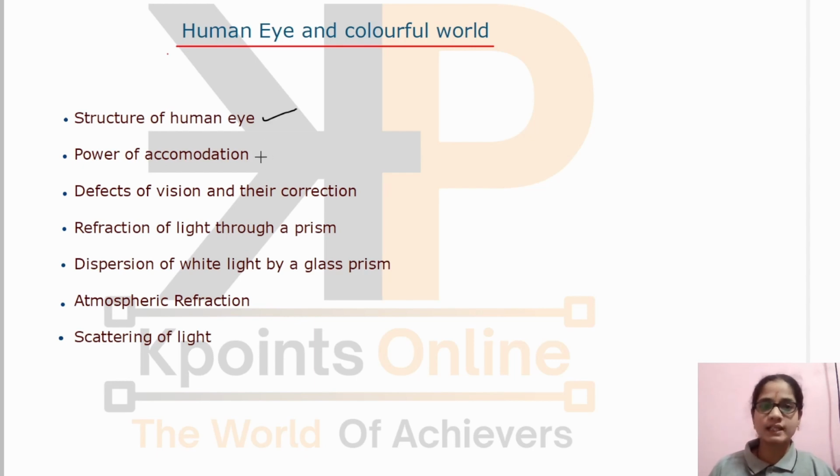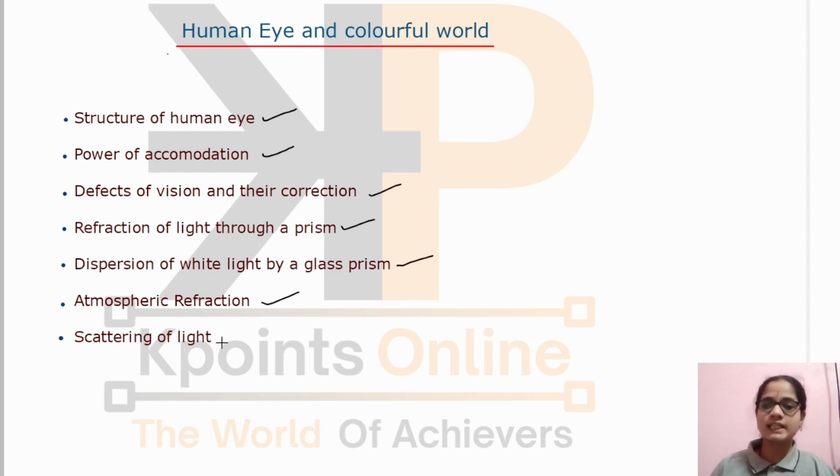Then we are also going to understand the power of accommodation of our eyes. Then we are going to learn the different defects of vision and how we correct them. And then we come across the refraction of light through an optical element, that is a prism. Then dispersion of white light by a glass prism. And then we are going to understand atmospheric refraction. Here we are going to study how the stars twinkle, and also the advanced sunrise and delayed sunset.